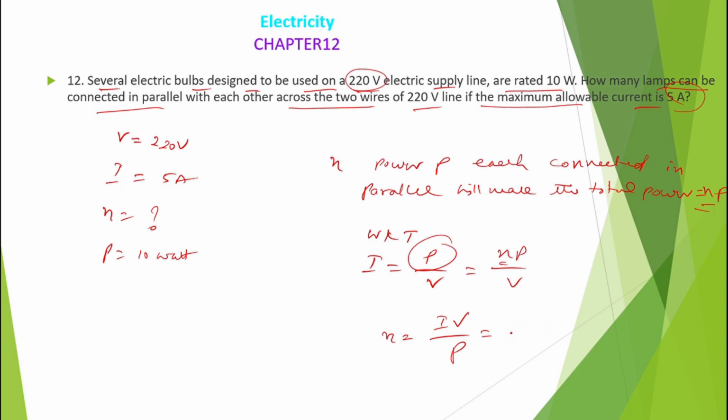I is given, it is 5 amps, into V, he has given 220 volt, divided by P, 10 watt. So if you simplify this, you will get 110 bulbs. So 110 bulbs can be connected in a parallel connection with a 220 volt line. Like that, one line you have to make.